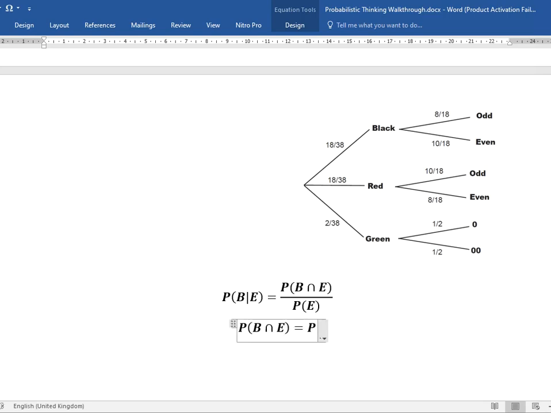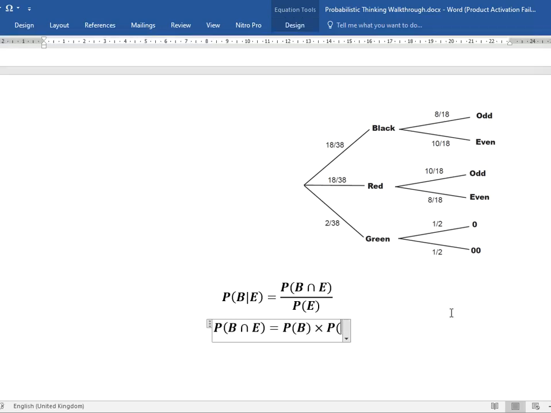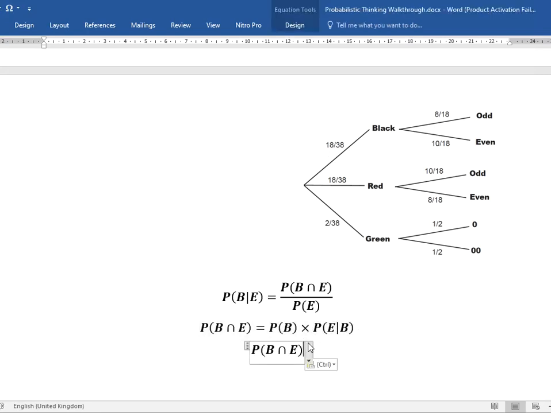And how do we get that? Remember, your P of B multiplied by the probability of E given B. Yes. Okay, very good. Probability of E given B. So what is probability of B? We know that the probability of B, that's the prior probability, and what's the value for that? It's over 38. So we have 18/38 here.